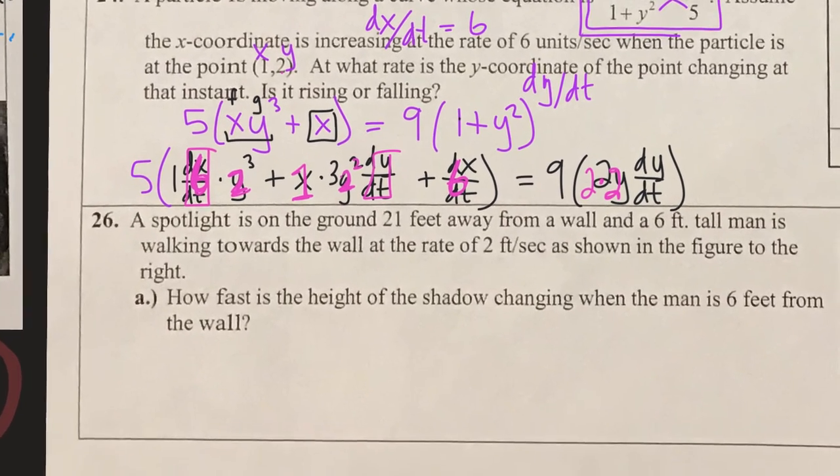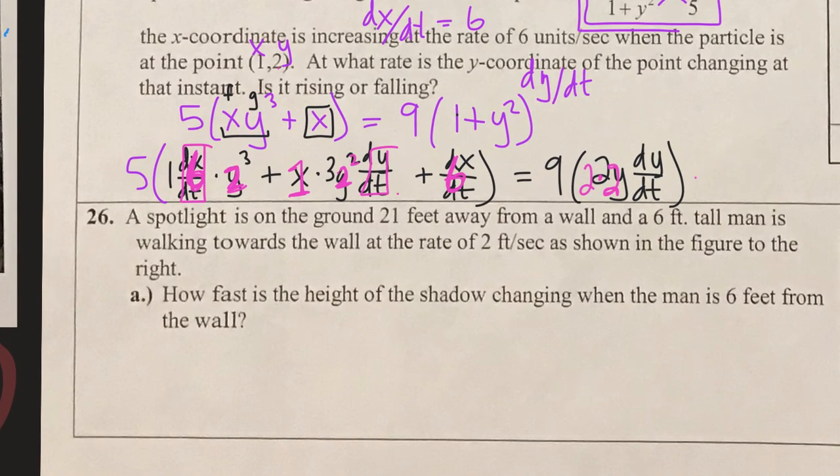Okay, so we have a whole bunch of numbers. We have a couple of dy/dt's, right? You're going to want to get them on the same side eventually, and you're going to want to get your numbers on the other side. Okay, so now it's just a matter of doing some algebra.